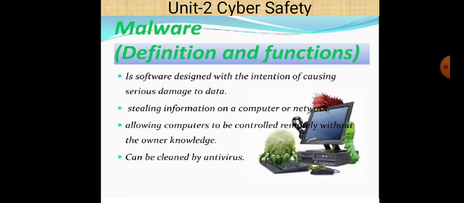Now, when we talk about the definition of the malware, it is a software designed with the intention of causing serious damage to data. And second thing is stealing information on a computer network. So they can steal information on a computer network also, and allowing the computer to be controlled remotely without the owner's knowledge. And the fourth important thing regarding the malware is that it can be cleaned by antivirus. So these are the four important points regarding the malwares.